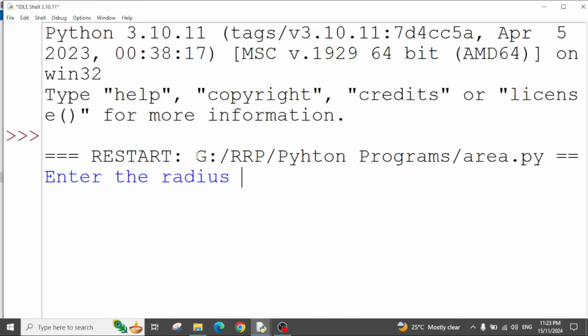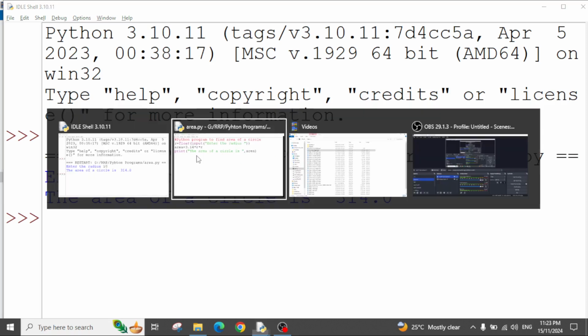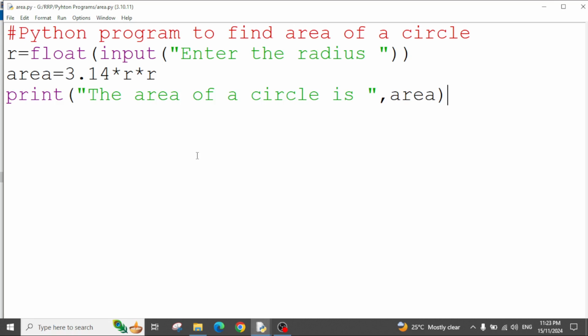The message is enter the radius. The radius entered is say 10. The area of circle is 314.0. Let us run it one more time.